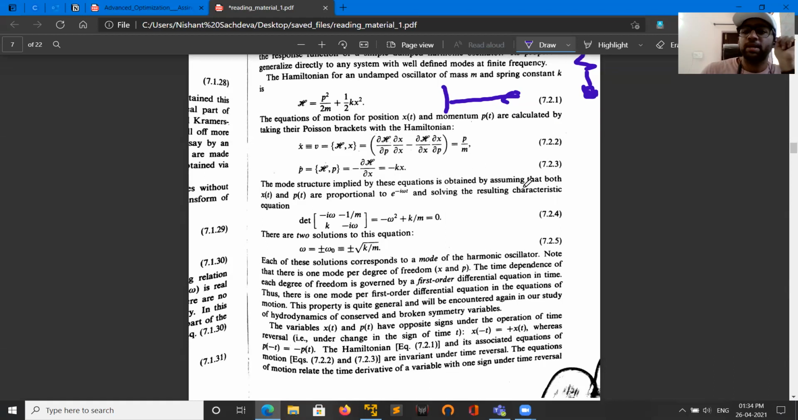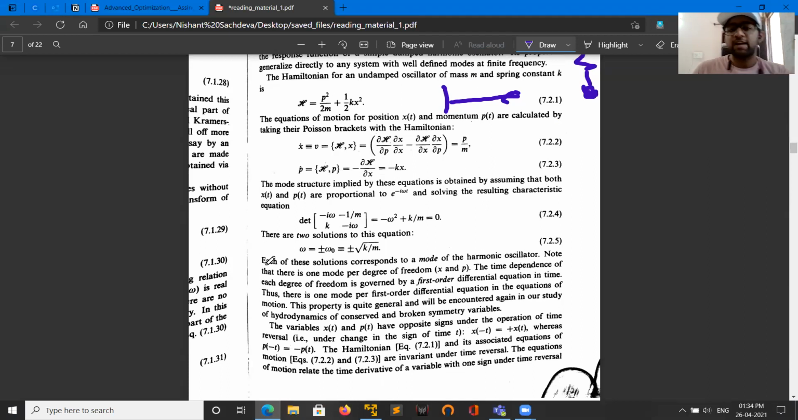Now the mode structure implied by these equations is obtained by assuming that both x(t) and p(t) are proportional to e to the power minus i omega t and solving the resulting characteristic equation. Be careful, these equations imply some mode structure which we don't know yet, but we will obtain it by assuming that x(t), the position, and p(t), the momentum, are proportional to e to the power minus i omega t, and solving the characteristic equation that we get after we assume that.